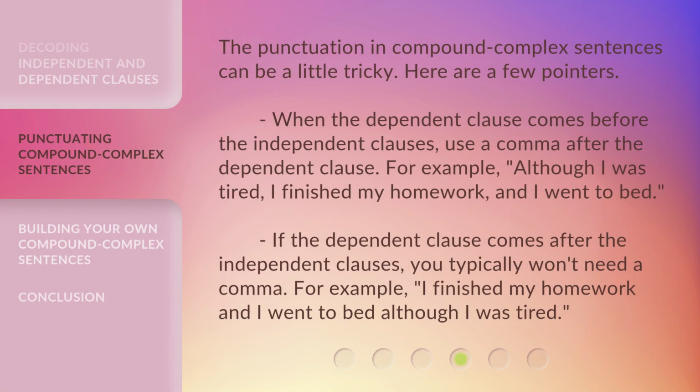The punctuation in compound complex sentences can be a little tricky. Here are a few pointers. When the dependent clause comes before the independent clauses, use a comma after the dependent clause. For example, although I was tired, I finished my homework, and I went to bed. If the dependent clause comes after the independent clauses, you typically won't need a comma. For example, I finished my homework and I went to bed although I was tired.